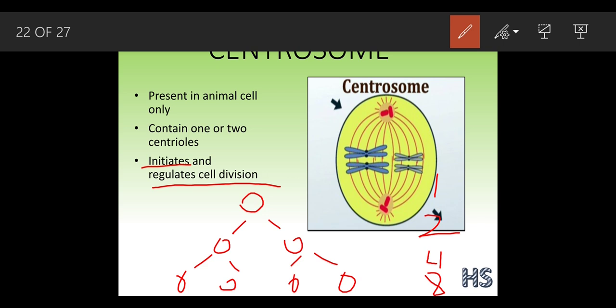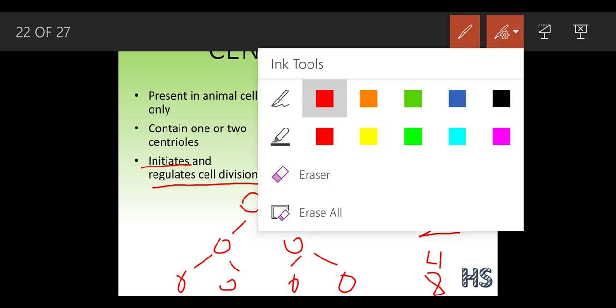When you were a baby at that period of time, and in the teenage part, we can see there is a certain increase in your body features. So this was all due to the centrosome only.